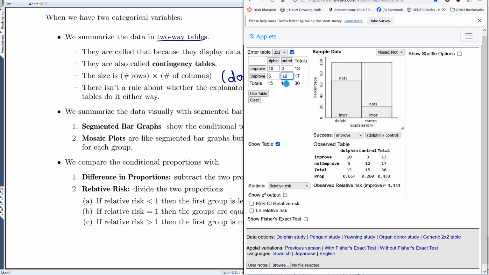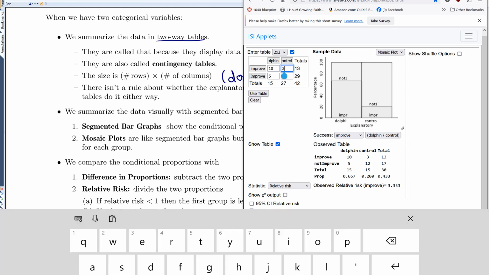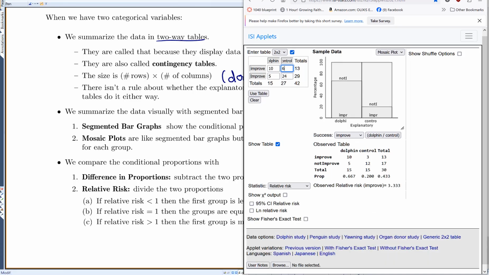So let me just change this quickly. Let me say this was like 24, this was 6. We'll keep our proportions the same. Click use table. So notice now I made the control group twice as large. Notice when you look at the mosaic plot that the width of this bar is twice as large. So mosaic plots show you the same thing as the segmented bar graphs, but it shows you that my sample size was bigger for the control group. There are more people in the control group because it is wider.